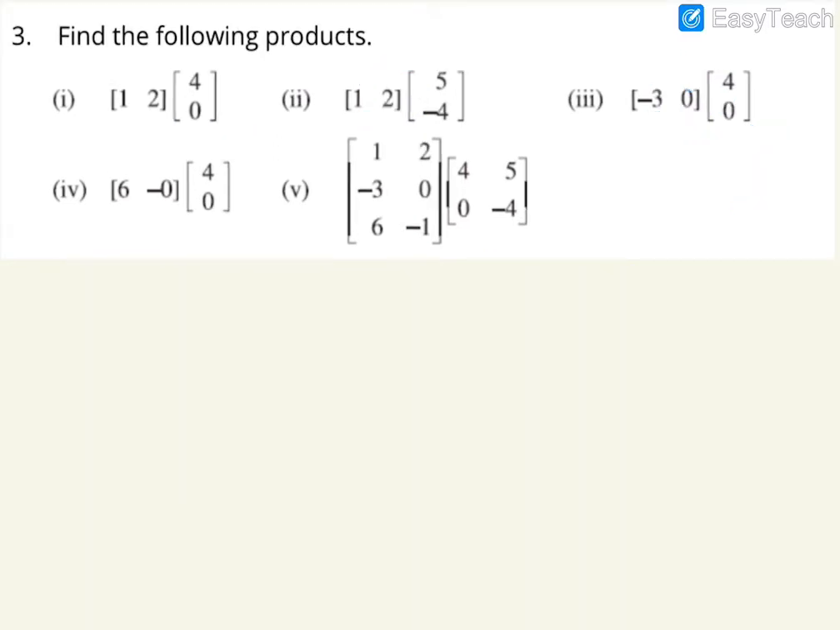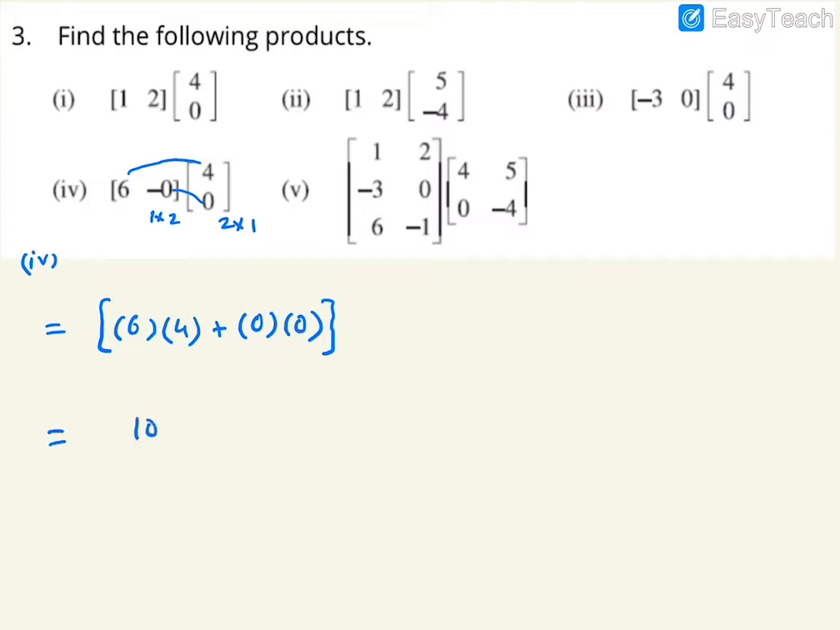Now the next two questions, 4 and 5. Number 4 again is the same, order is 1 into 2 and 2 into 1. So 6 will multiply with 4. I don't know why they have written minus 0. Anyhow, 0 will multiply with 0. So 6 into 4 plus 0 into 0. 6 times 4 is 24. Hmm, 24 plus 0 will be 24. And the order is 1 into 1.